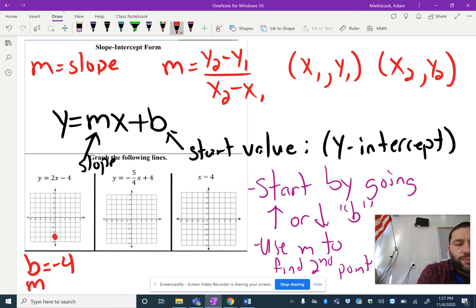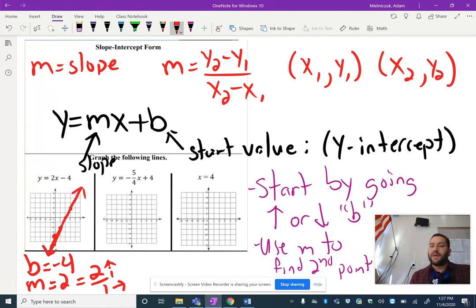Now our slope is 2, which can be rewritten as a fraction of 2 over 1, which means go up 2, to the right 1. So we're going to go up 2, to the right 1. Up 2, to the right 1. And as you can see, I can do this as many times as I want. They're always going to be on the same line. So that's our first one.